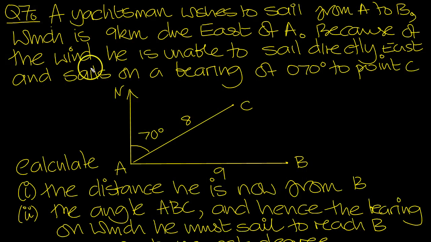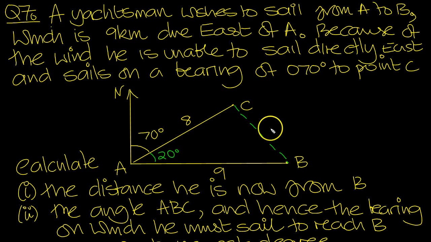Okay, I've paraphrased the question here. The distance he is now from B, from here. So let's draw in this little line here, from C to B. We know this is 20 degrees, don't we? Right, this length here.